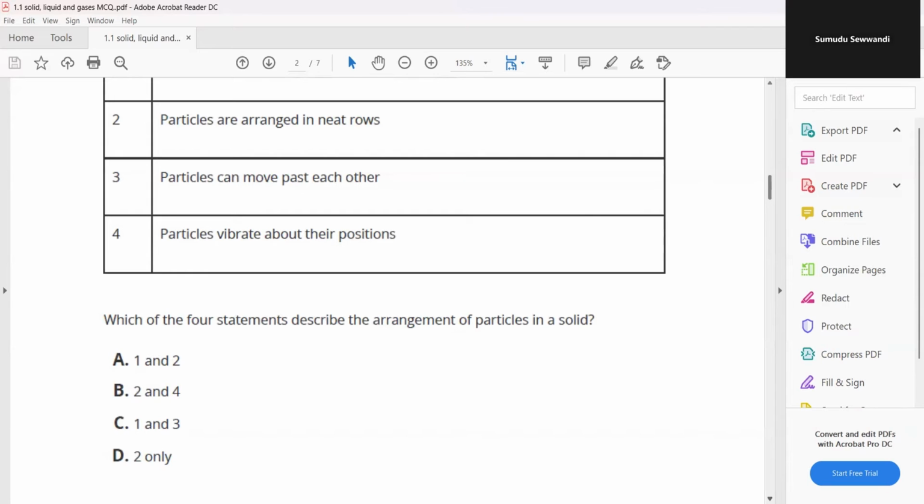Number 3. Particles can move past each other. This describes liquids, not solids. Number 4. Particles vibrate about their positions. This is correct for solids. The particles in a solid are held in fixed positions but still possess kinetic energy, which causes them to vibrate. Therefore, the statements that describe the arrangement of particles in a solid are 2 and 4. Answer B.